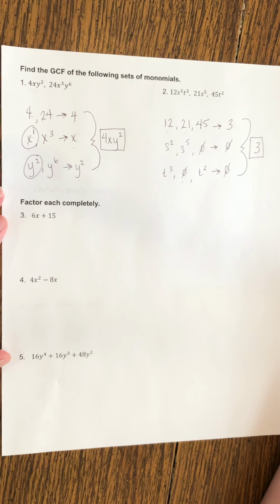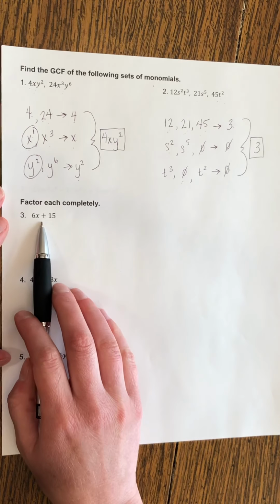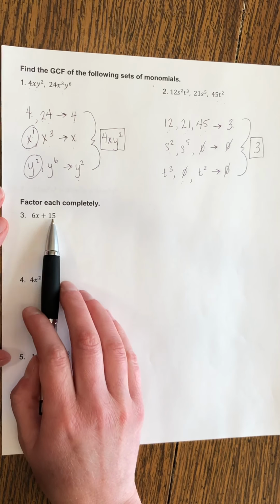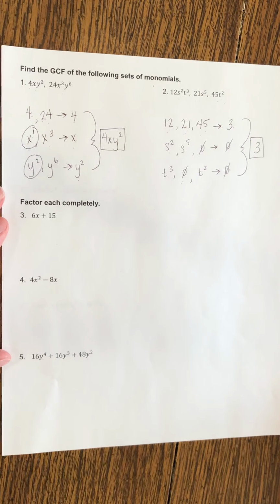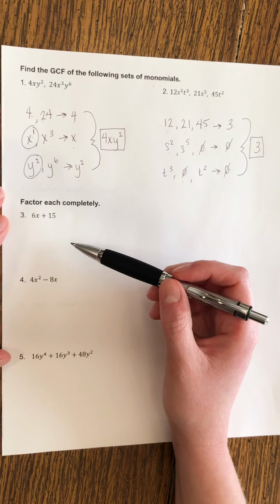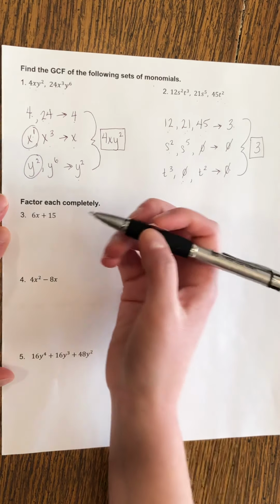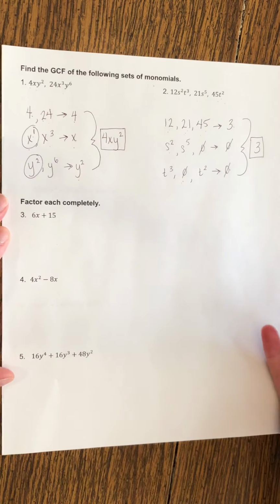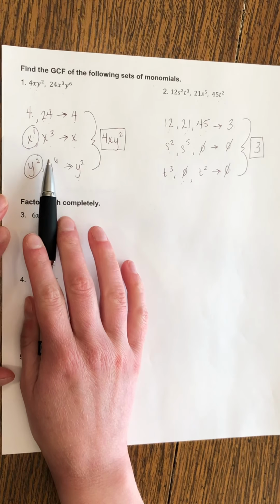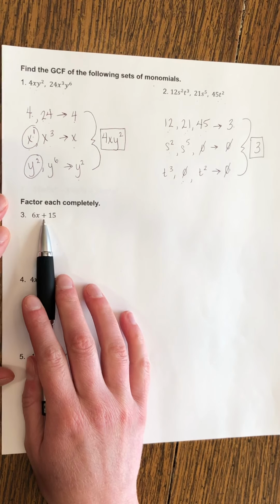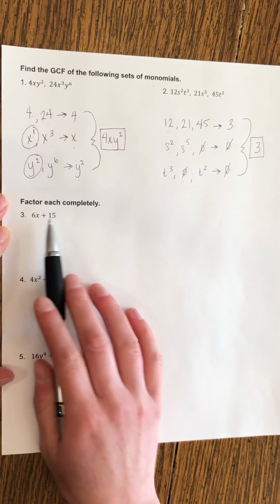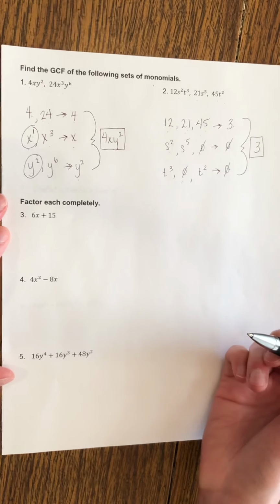Next, we're going to take a look at binomials and trinomials. So binomials are expressions that have two terms. For the rest of the examples on this sheet, we are going to see plus signs and minus signs. So what I'm going to take a look at now is 6x plus 15. And again, I'm going to treat this like a problem up above. It's just that instead of commas separating the terms, now I have plus signs and minus signs.